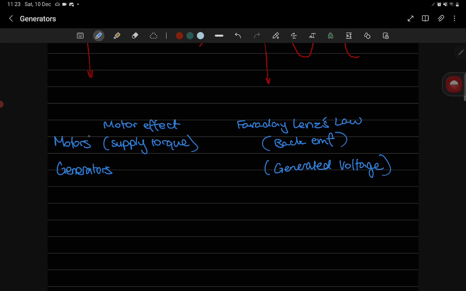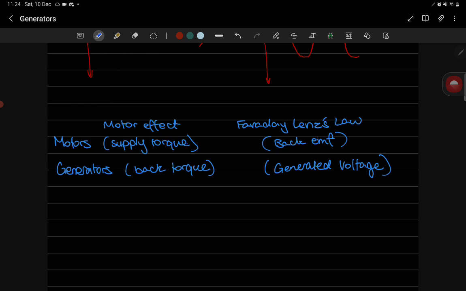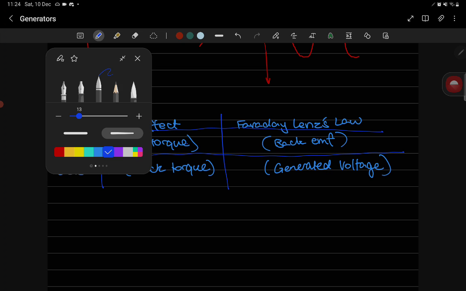However, the motor effect will now produce something called back torque, and that is what we will speak about now. So you can see that motor effect and Faraday Lenz's law have different purposes in a motor and in a generator. So let's speak about back torque.